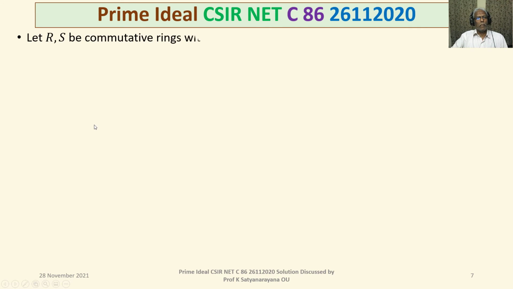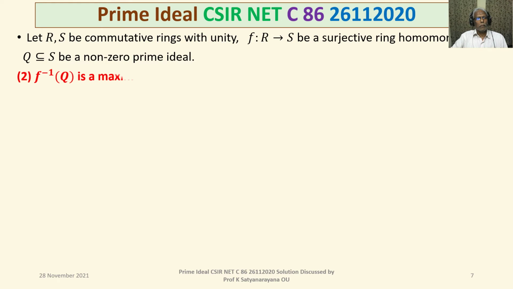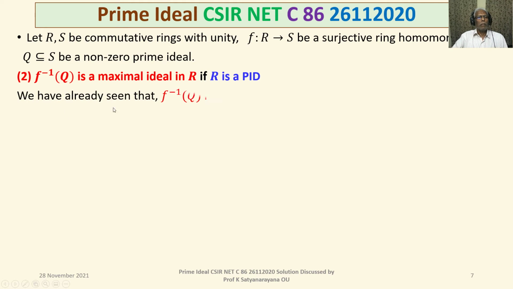Let's get into option 2. The statement given in option 2 is that F inverse Q is a maximal ideal in R if R is a PID. R is given to be a commutative ring with unity. Now we suppose R is a PID. In this context, we have to prove that F inverse Q is a maximal ideal. We have already seen F inverse Q is a non-zero prime ideal in R. Suppose that R is a PID.